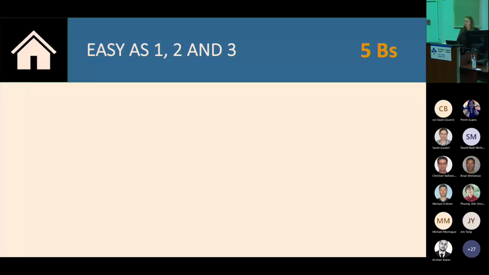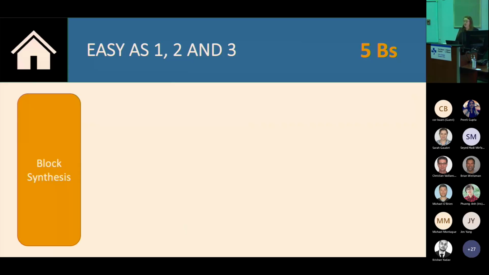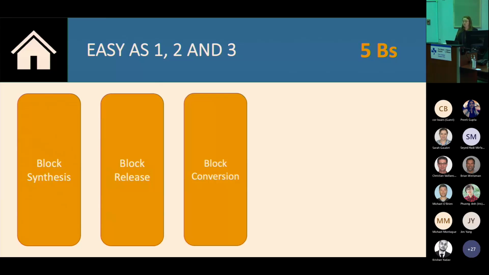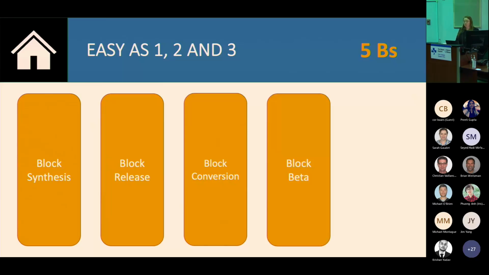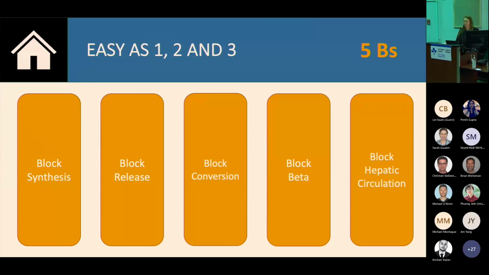So what do we need to remember? We need to remember to treat the patient that is in front of us. And so your first step is always going to be your acute resuscitation. Your second step is to find an identifiable source to reverse. And then after that, you should consider your 5Bs, which are your direct thyroid treatments. So you're going to think about blocking synthesis, blocking the release, blocking conversion, blocking beta, and blocking hepatic circulation.